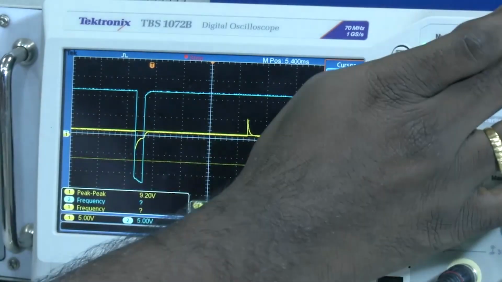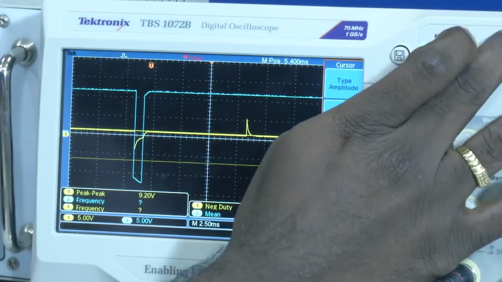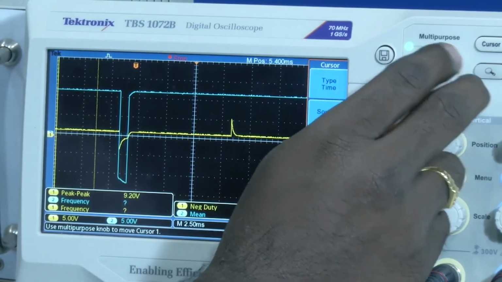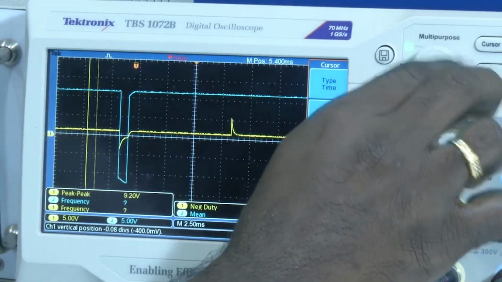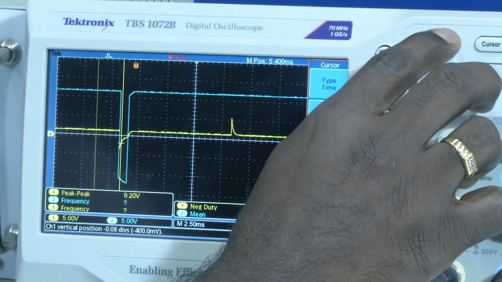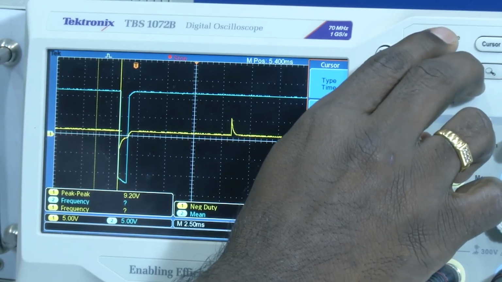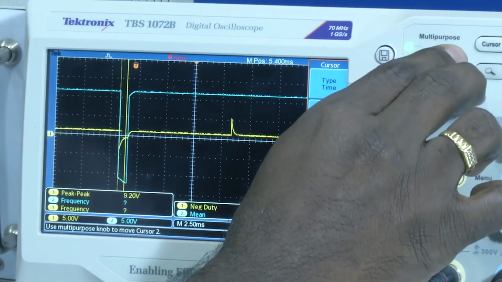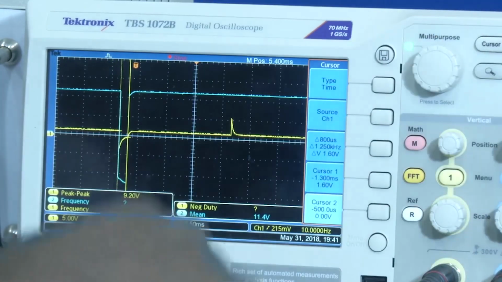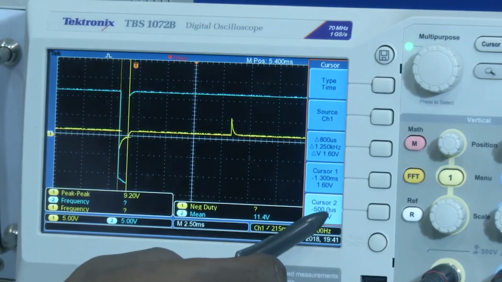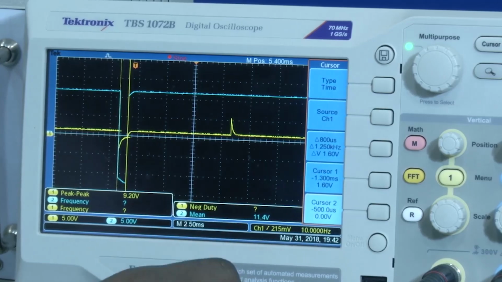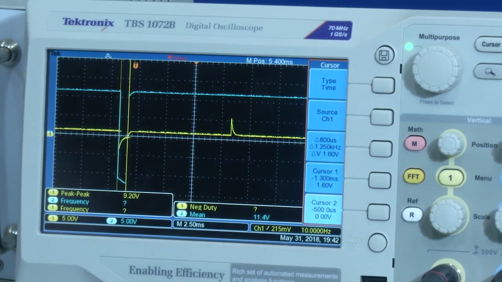So, when we measure this value, when we use a cursor and take the cursor type as time, and when we take with this, the value is somewhere around 500, the difference is 800 microseconds. So, you can compare these results with our simulation results and we can verify it.